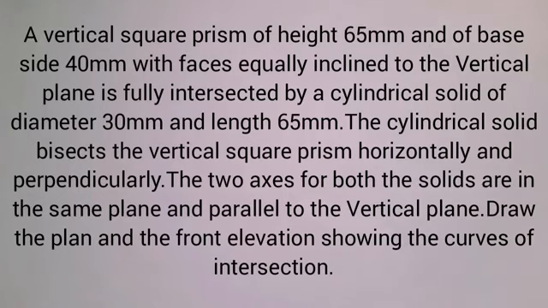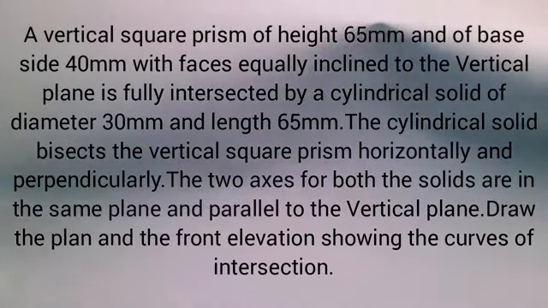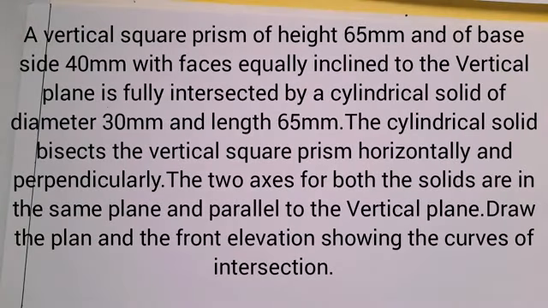So let's proceed. First, we are going to start with the plan. The plan is going to include the two solids intersecting, and the plan should also include the square base, whose faces are going to be inclined to the vertical plane. So how do you draw this?